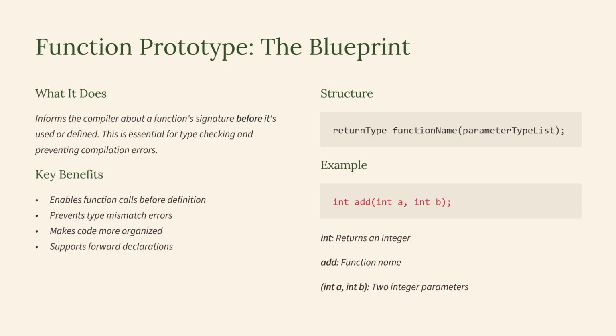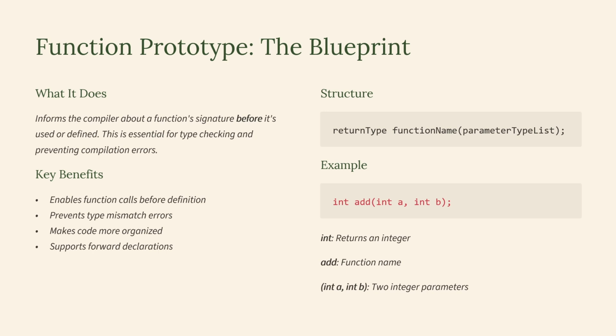So function prototypes provide various key advantages or benefits. They enable calling functions before defining them. They enable compile time checking. They prevent parameter mismatch errors. They help organize large multi-file programs.